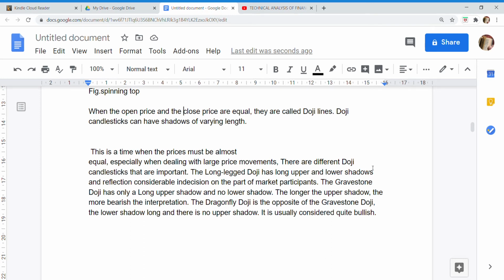There are different doji candlesticks that are important. The long-legged doji has long upper and lower shadows and reflects considerable indecision on the part of market participants. The gravestone doji has only a long upper shadow and no lower shadow. The longer the upper shadow, the more bearish the interpretation. The dragonfly doji is the opposite of the gravestone doji: the lower shadow is long and there is no upper shadow. It is usually considered quite bullish.